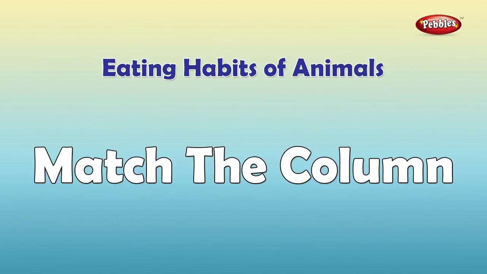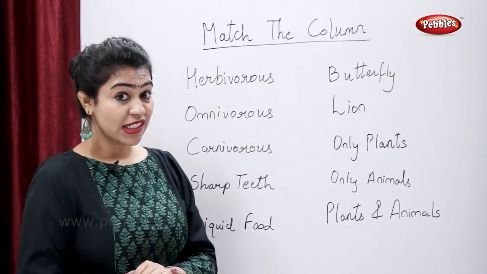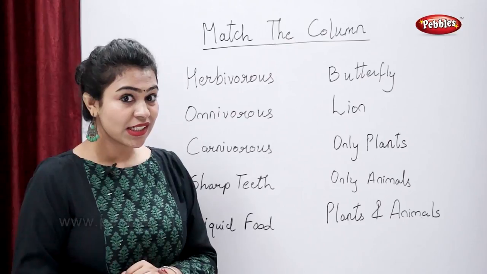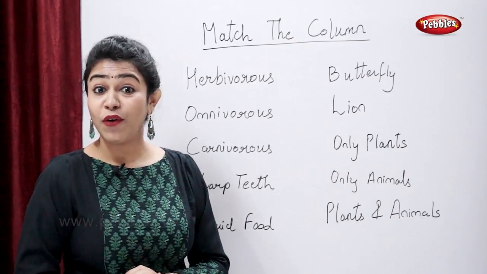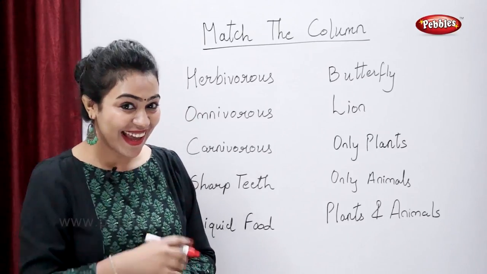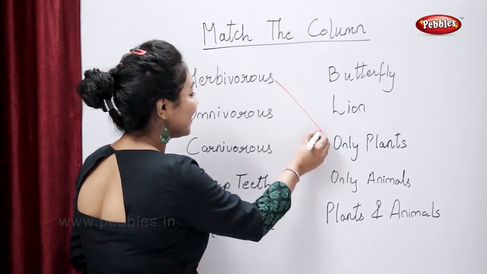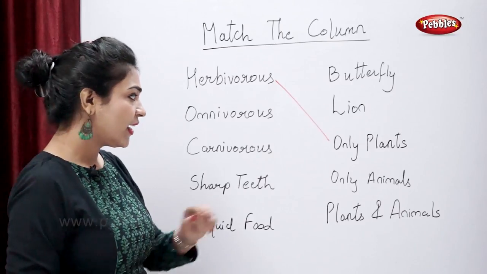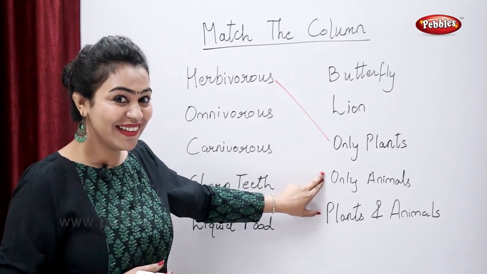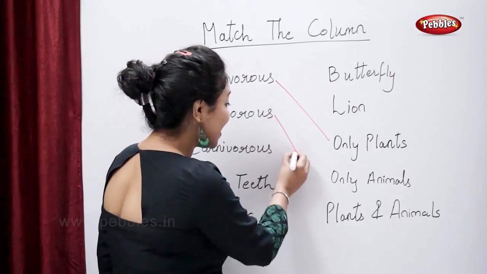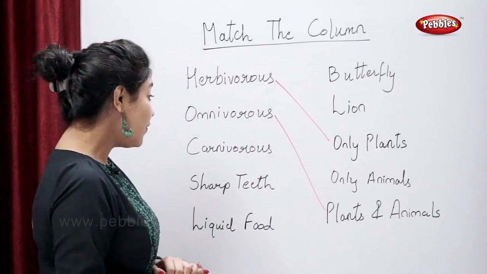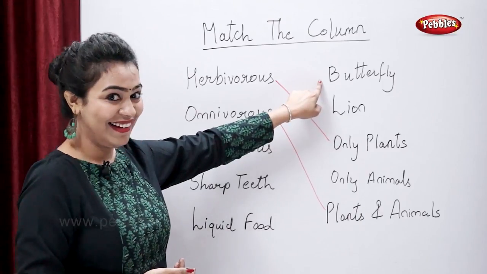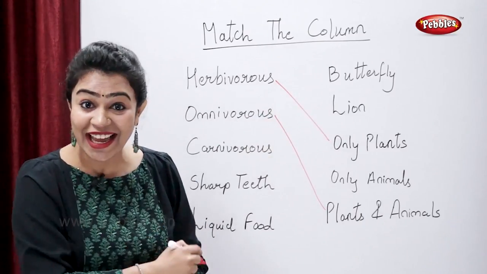Match the column. Herbivorous animals. So students, what do herbivorous animals eat? Is it plants and animals? Or is it only animals? Or only plants? Yeah, only plants. Now tell me, what does an omnivorous animal eat? Only animals? No. Right. Plants and animals. Okay, so now tell me, what does a carnivorous animal eat? Is it butterfly? No, right? It's only animals.